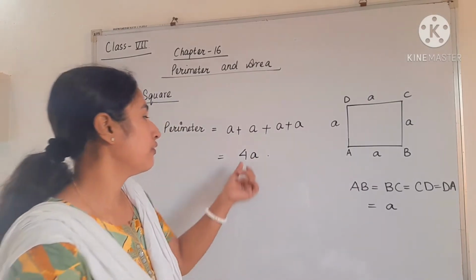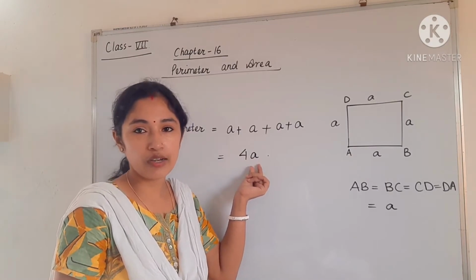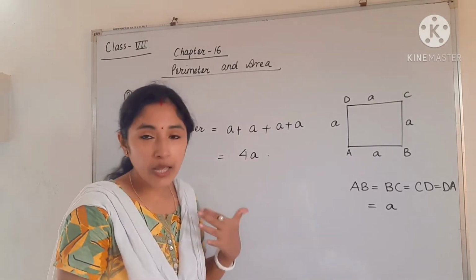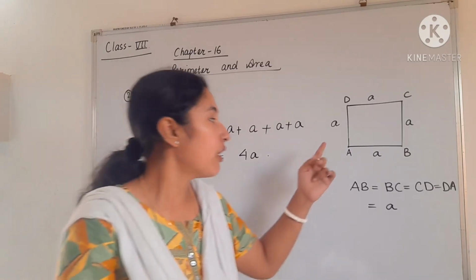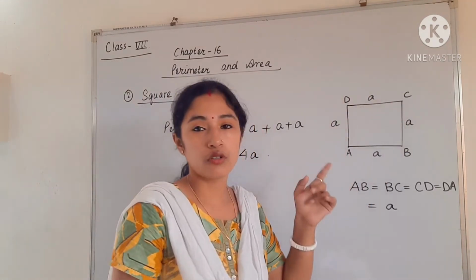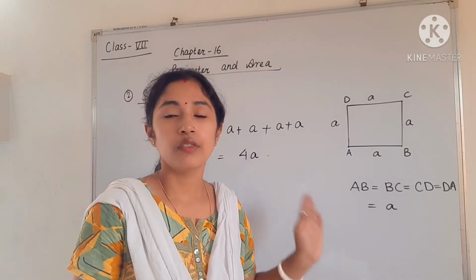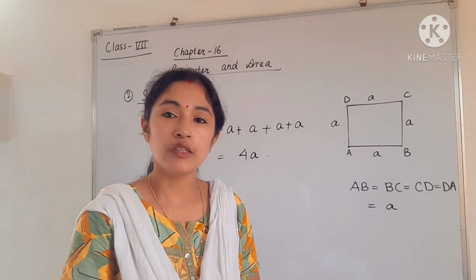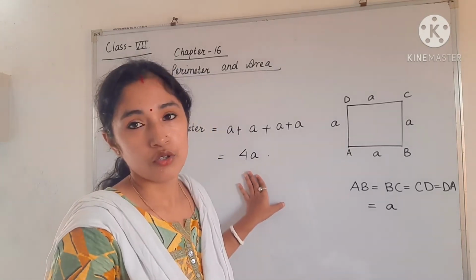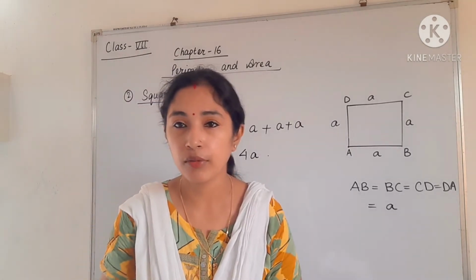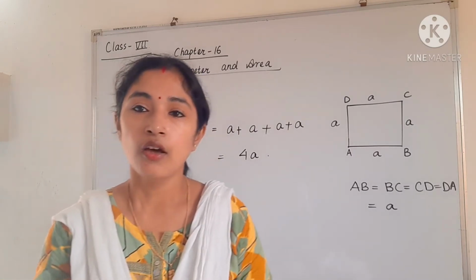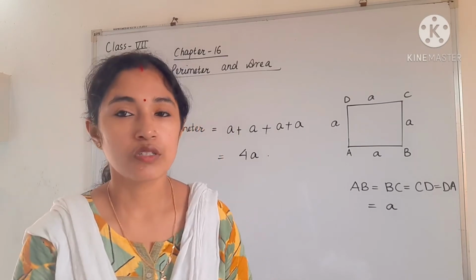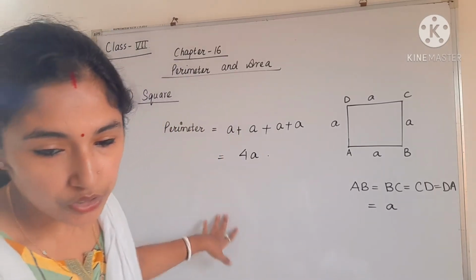Okay. So if the side is given, then you can easily find the perimeter of this square. Or same type of question if they ask that you are running 2 rounds or 3 rounds of this square, then you have to multiply the number of rounds with the perimeter of the square. So first of all, you have to find the perimeter, then you have to multiply it by the number of rounds you are walking. Okay, so this is called perimeter of the square.